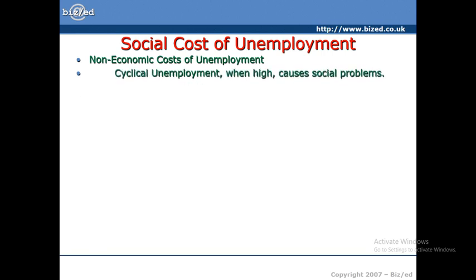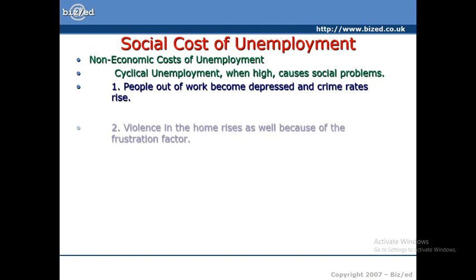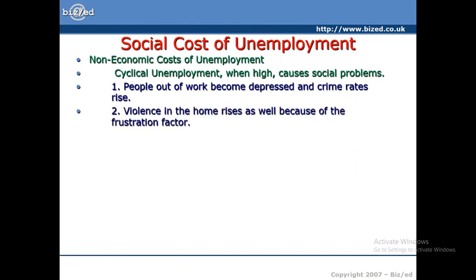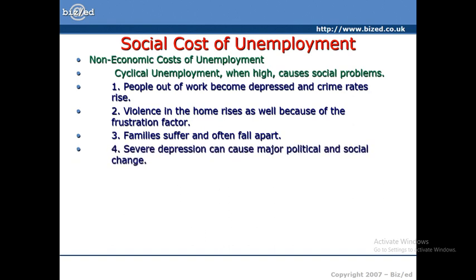We also have some social cost of unemployment. The non-economic cost of unemployment is called the social cost of unemployment. High cyclical unemployment causes social problems. People out of work become depressed and crime rates rise. Second, violence in the home rises because of the frustration factor. Third, families suffer and often fall apart. Destruction of the family takes place. And severe depression can cause major political and social change.